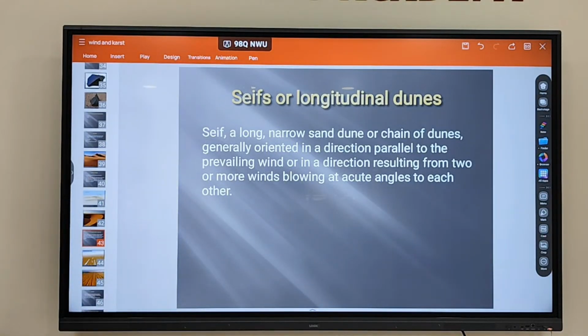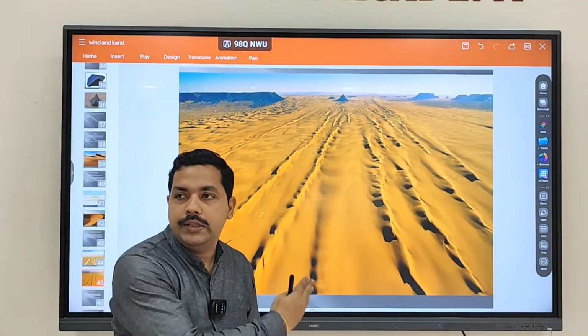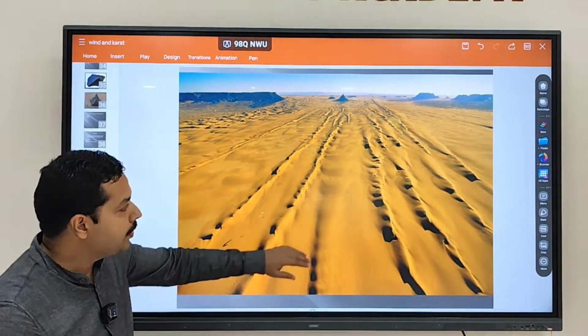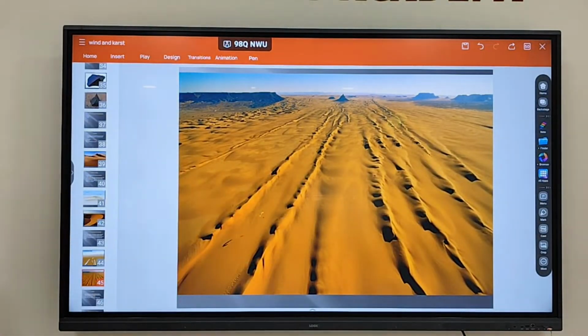Barkan means the wind is blowing from one direction and depositing the sands, so it will form crescent shaped dunes. And when wind is blowing sometimes from this direction, sometimes from that direction, sometimes from another direction, if the wind direction keeps on changing, then we are going to get longitudinal dunes or sif. So that's why you'll find highland, lowland, and this series of dunes is referred to as longitudinal dunes or sif.